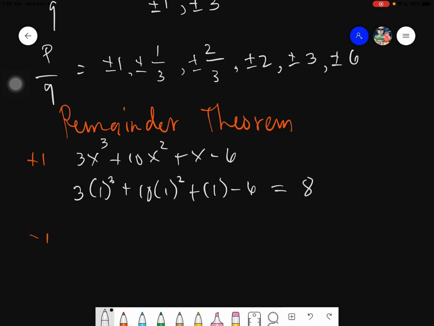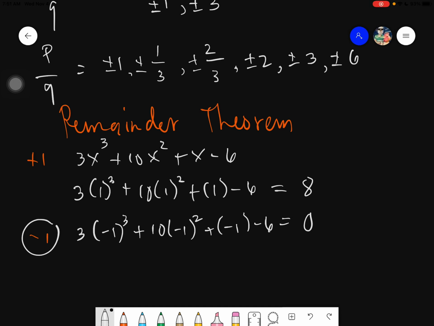1. So we have again 3(negative 1) cubed plus 10(negative 1) squared plus negative 1 minus 6. Let me just get my calculator. So this would be calculate negative 1, and this should give you an answer of 0. Okay, so if you evaluate this one, it will give you an answer of 0. Therefore, we can assume that this is your very first 0.